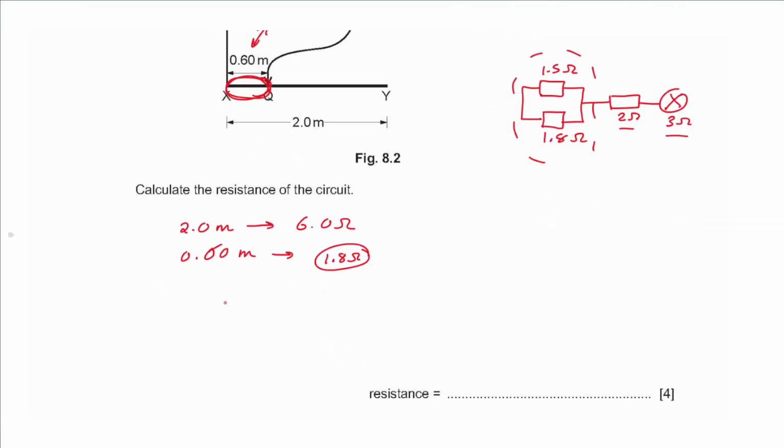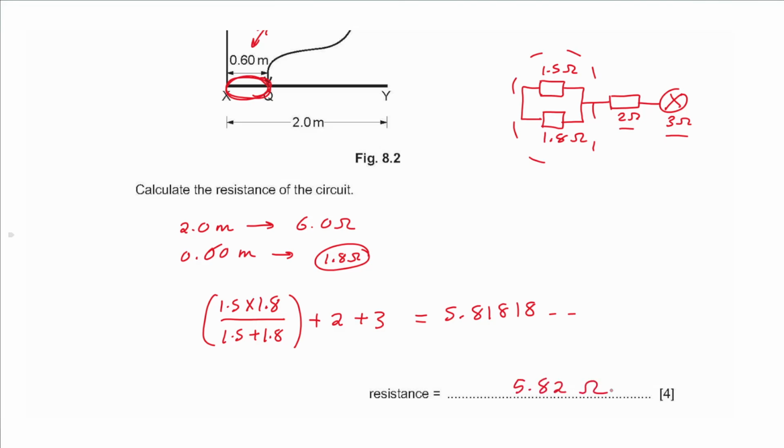Applying this, we can use product over sum for the parallel part. 1.5 times 1.8 divided by 1.5 plus 1.8. And we add then the resistance in series 2 and 3. This gives a total resistance of 5.81818 recurring, so we can approximate that to 5.82 ohms.